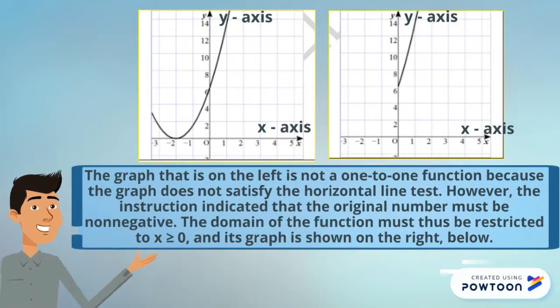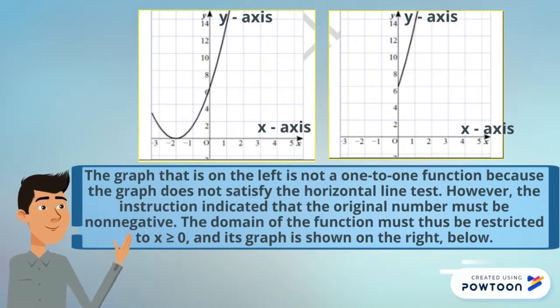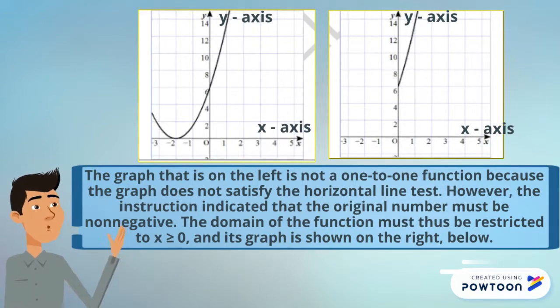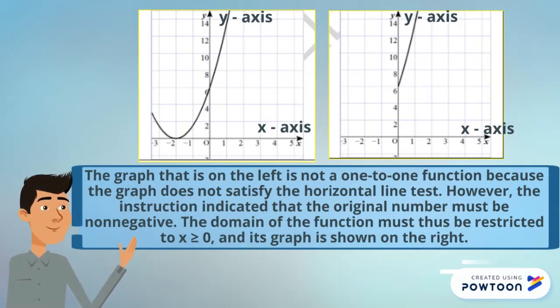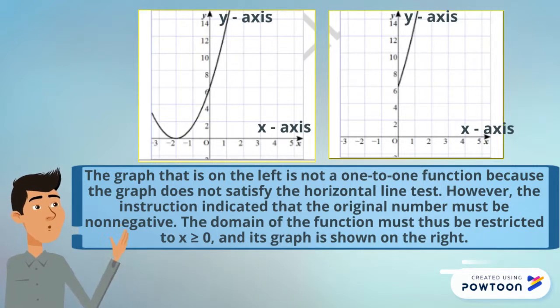Okay, the graph on the left is not a one-to-one function because the graph does not satisfy the horizontal line test. However, the instruction indicated that the original number must be non-negative. The domain of the function must thus be restricted to x is greater than or equal to 0, and its graph is shown on the right.